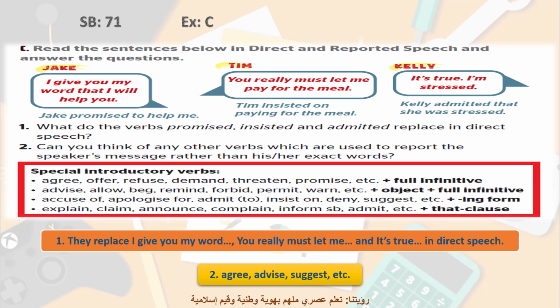Also, some verbs are followed by that clause. For example, he explained that, he claimed that, he announced that, he complained that. Notice that complain could be followed by about. And if followed by about, it is followed by an ing form. For example, I complained about having a bad service at the hotel. I hope it's clear. And also we have informed somebody that, admitted that, and so on.